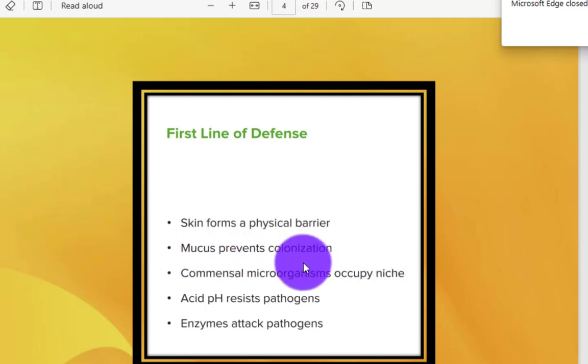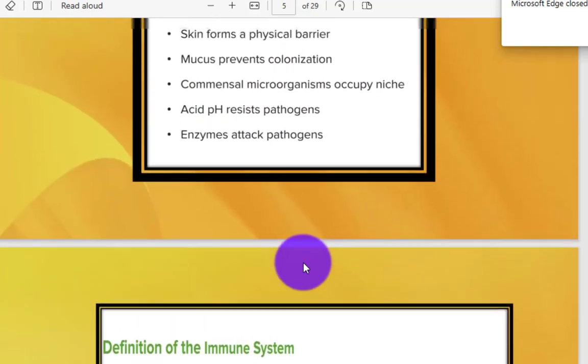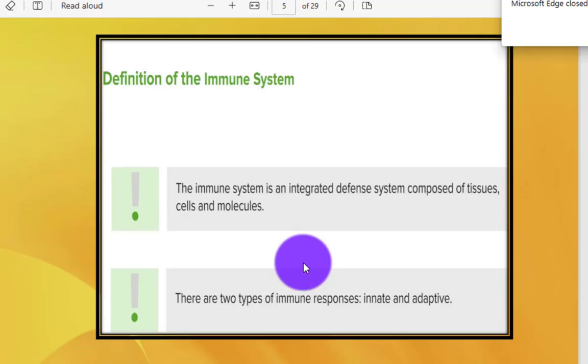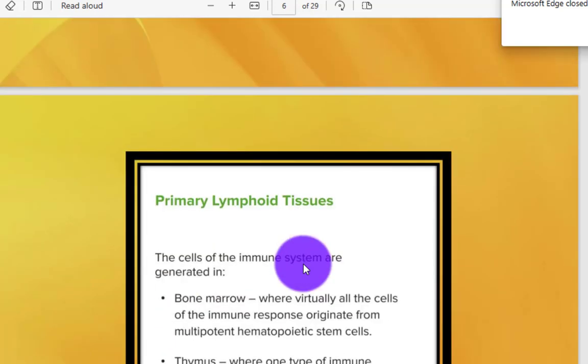Mucus prevents colonization. Commensal microorganisms occupy niches. Acid pH resists pathogens. Enzymes attack pathogens. Definition of the immune system. The immune system is an integrated defense system composed of tissues, cells and molecules. There are two types of immune response, innate and adaptive.